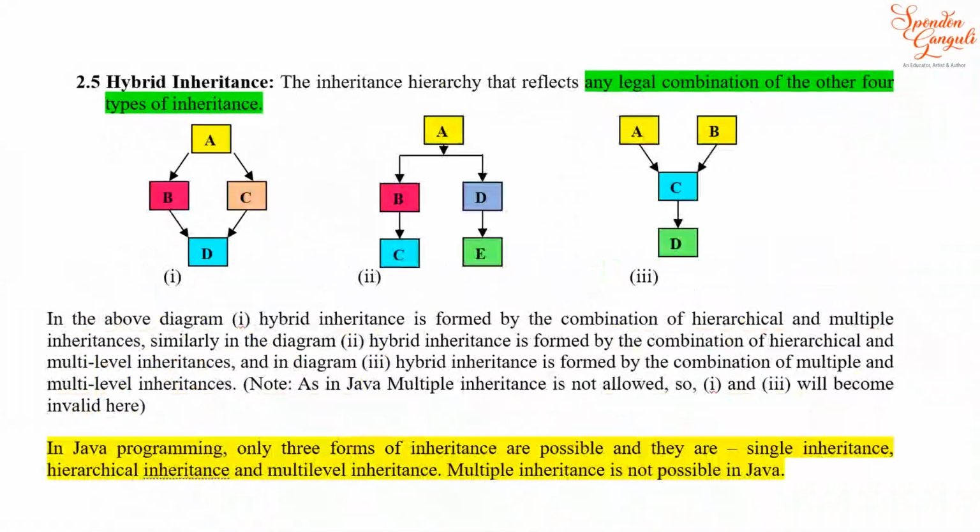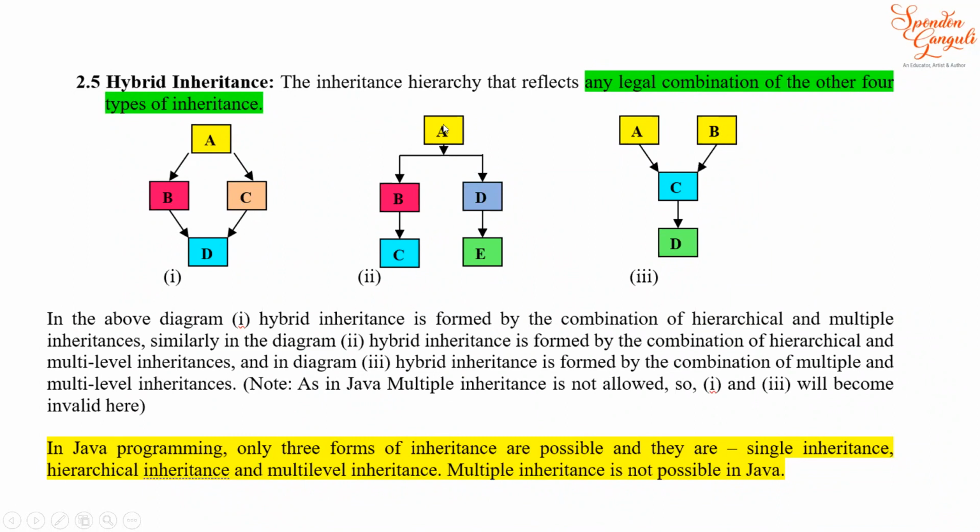And the last form of inheritance is hybrid inheritance. In this inheritance hierarchy, we see any legal combination of the other types of inheritance. For example, the first one you can see in the diagram, we have A, B, C. Here we are getting hierarchical inheritance, and B, C and D, I am getting multiple inheritance.